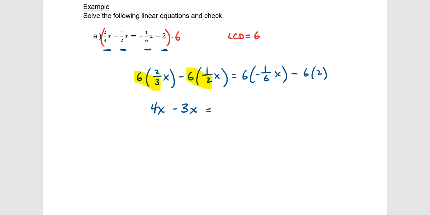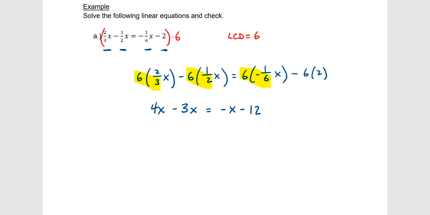And for the right-hand side of the equation, 6 times negative 1/6. That's going to be negative 1. So negative x minus 6 times 2, so minus 12. Okay, so now we just generated an equivalent equation with no fractions, so this is a lot easier.